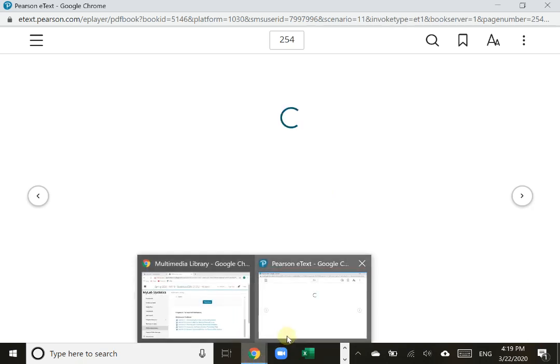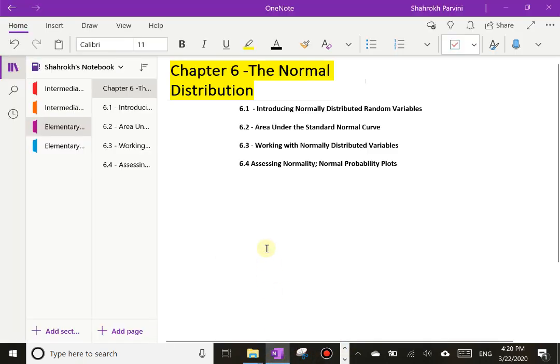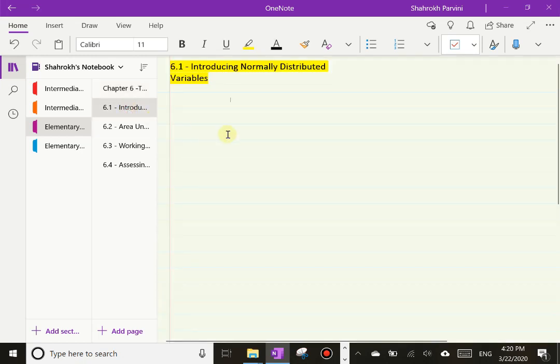show you. This is where I'm going to be doing my work. Let me show you something here. Here's my OneNote. So there you have it. Chapter 6, the normal distribution. Again, 4 sections we're going to cover. In section 6.1, we're going to talk about the normally distributed random variables.